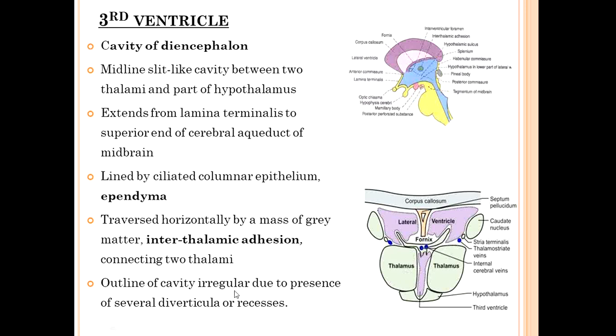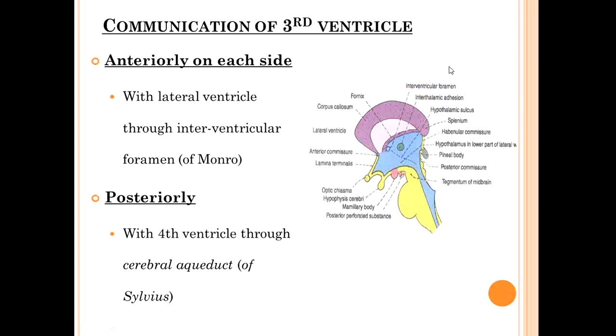Okay, the outline of the cavity is irregular due to the presence of several recesses. Here is one recess, here is another recess. I will tell in detail about these recesses. Now, communication of the third ventricle. Anteriorly on each side it is communicating with the lateral ventricle via the interventricular foramen of Monro, and posteriorly it is communicating with the fourth ventricle via the cerebral aqueduct of Sylvius.